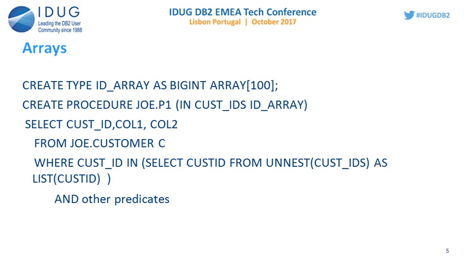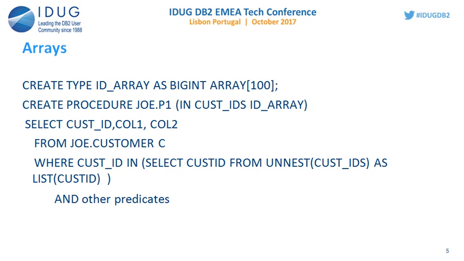Here's a procedure. I'm passing in a variable called cust_IDs of type ID array. We'll select the customer ID and a couple of columns from the customer table where the customer ID is in, and this is where I'm selecting cust_ID from unnest of the array cust_IDs. I give it a table reference. The table reference is list, with one column called cust_ID.